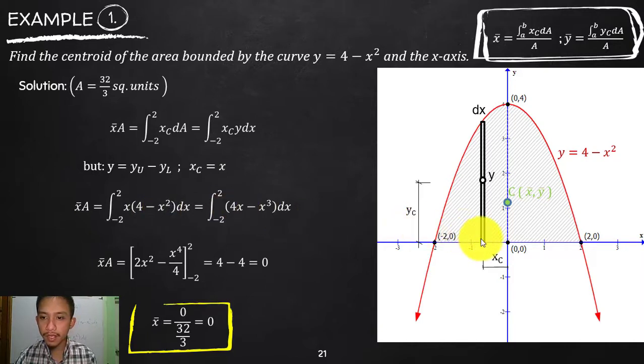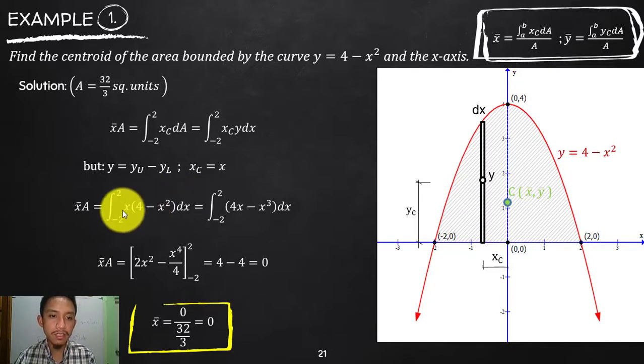So what is the y upper? That is the y of this equation, so actually it is just 4 minus x squared. Y lower is the x-axis, which is 0, so I do not need to be writing that minus 0. Even if you write that, it is still useless. So that is the equation, with y lower being 0.